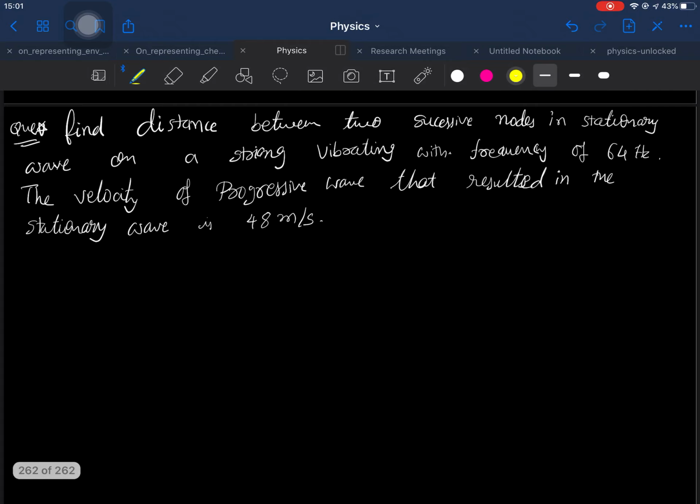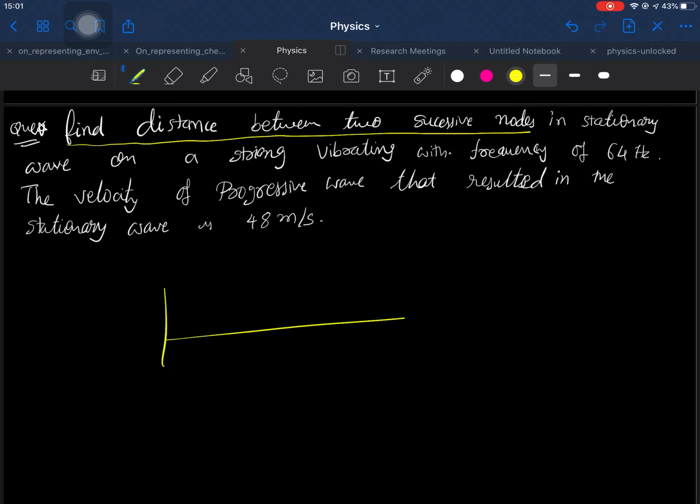Now, find the distance between two successive nodes in a stationary wave on a string vibrating with a frequency of 64 Hz. So the distance between two successive nodes is what I have to calculate, right? Just write the given data in that case. So what is the given data we have here?